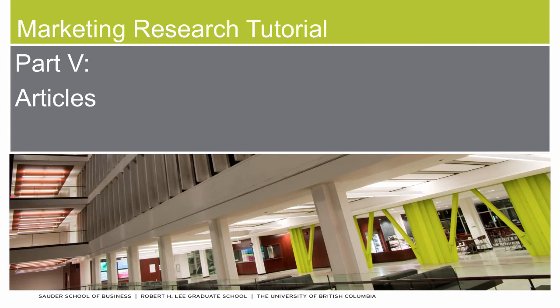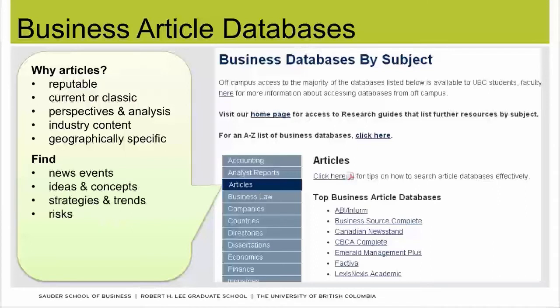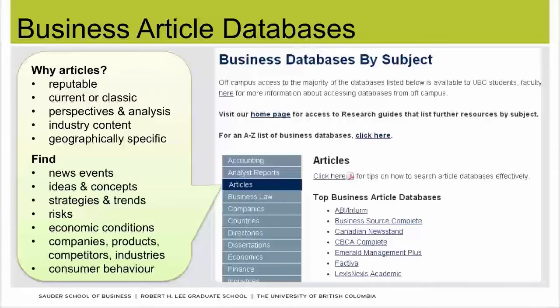Part 5. Articles. Because of the diversity of types and content, articles are a good place to start searching on any topic. Articles are reputable sources for varied perspectives and analysis. They can cover general or specific information, and you may find articles that cover current events or classic theories. Articles can be used for all types of business research, from industries and markets, to companies, to consumer behavior.